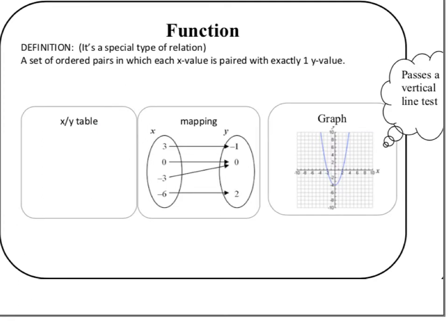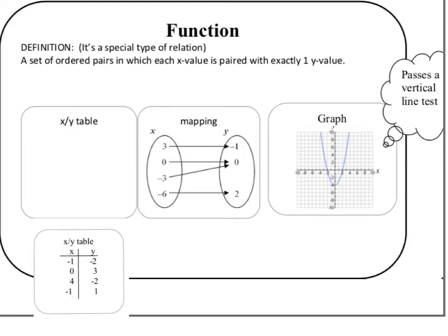So let's define a function and then consider why the last three were not functions. So a function is a special type of relation where each x value is paired with exactly one y value, or I could say each element of the domain is paired with exactly one element of the range. So I just told you that this previous one was not a function. So what was the issue? Well, the value -1 is paired with two different y values.